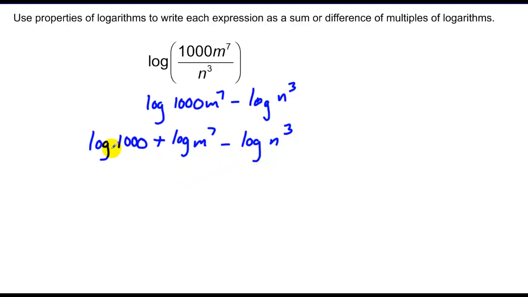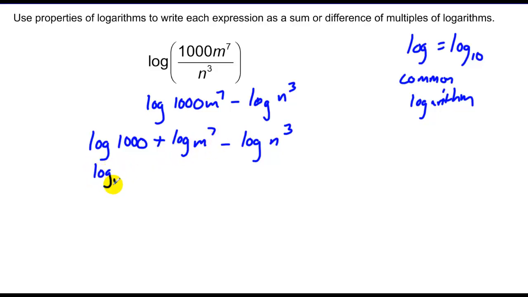Now here's an interesting little tidbit. We don't see a base on this, but there is a base. If I ever see regular log written, that's equivalent to the log base 10. We call this the common logarithm. So if I wanted to rewrite this, I could, and I will just so you guys can get used to it. It's the log base 10 of 1,000 plus the log base 10 of m to the 7th minus the log base 10 of n cubed.